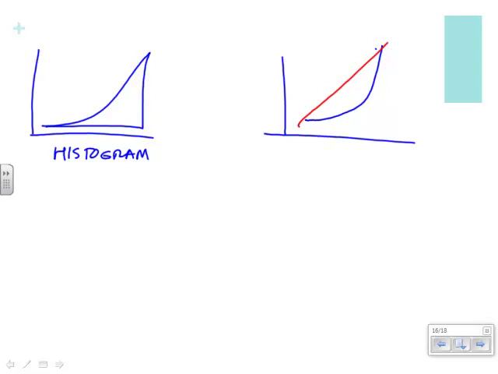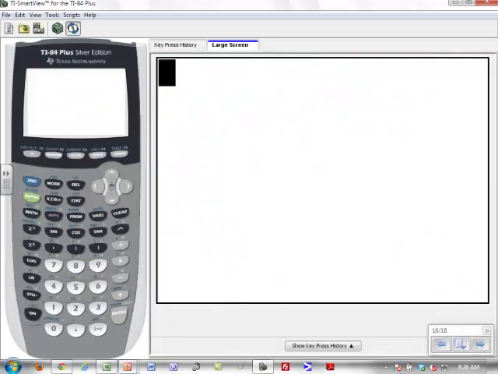Are you ready? I'm going to switch over to my calculator. I'll do it this way because it's so cool. All right, so here's my calculator. Let's fill up a list with data that is normal. You don't know how to do this yet, and I'm not going to explain why it works. But you're going to type this in your calculator.